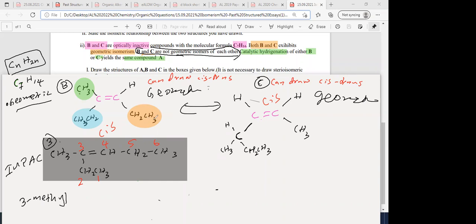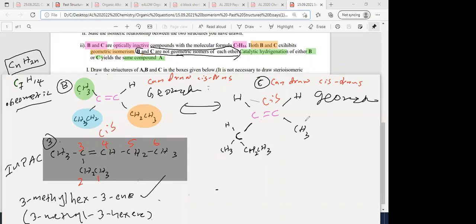3-methyl hex-3-ene. But in the marking scheme, they have accepted this also, 3-methyl 3-hexene also accepted. But in the new syllabus, I prefer the first one. Now how to draw this structure and get the IUPAC name of this? I will start numbering like this.